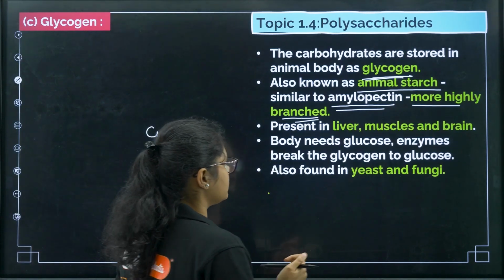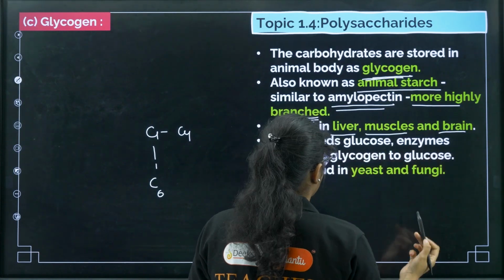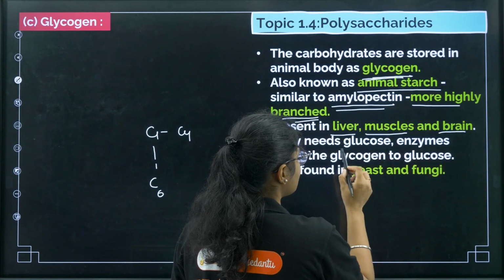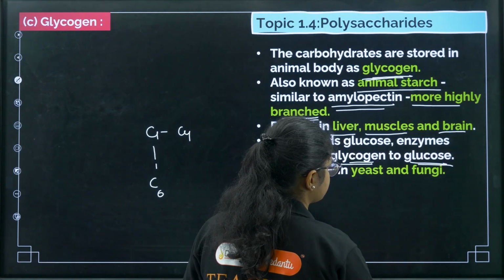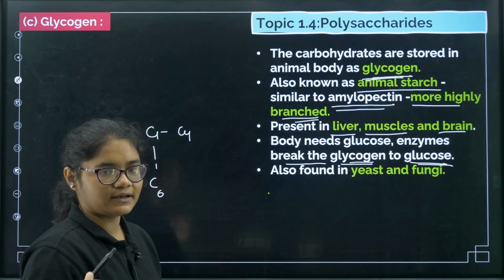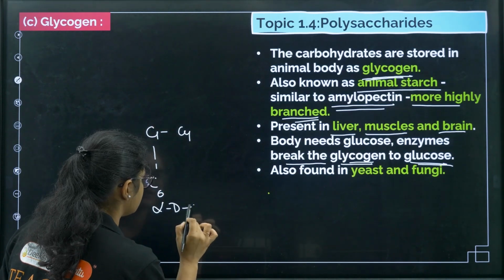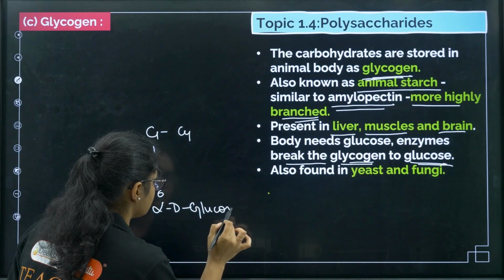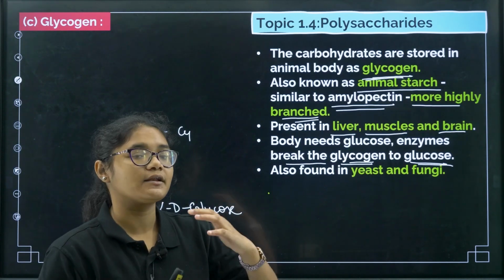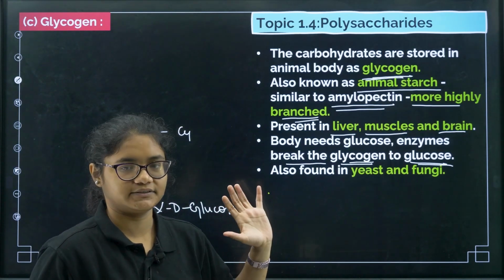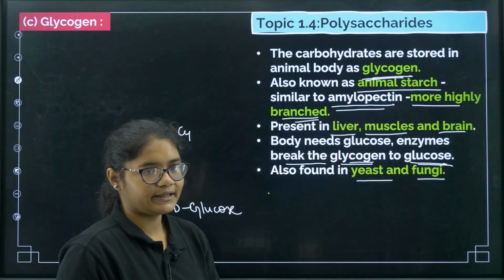Next, where is it found? It is found in the liver, muscles and brain. Whenever our body needs glucose, enzymes break down the glycogen to glucose, because glycogen is made up of alpha-D-glucose units. So whenever your body needs energy, the glycogen present in animals is converted to glucose by enzymes. It is also found in yeast and fungi. Clear?